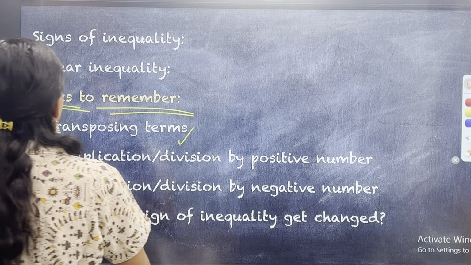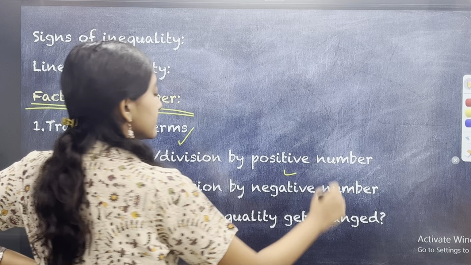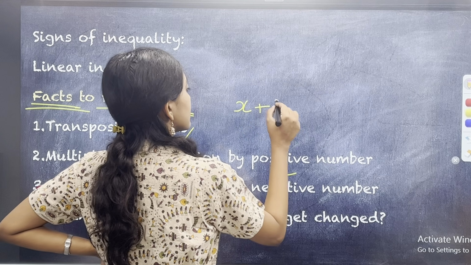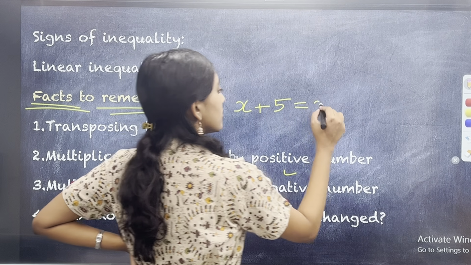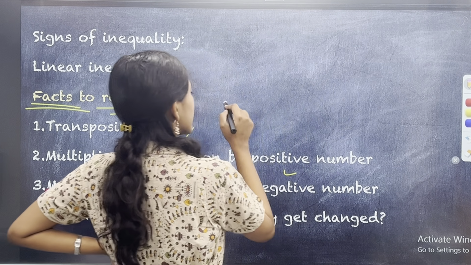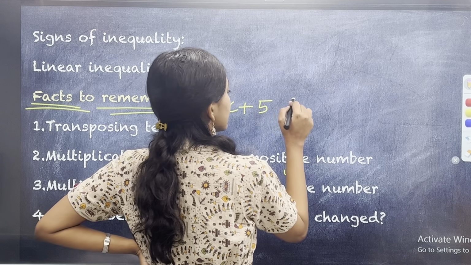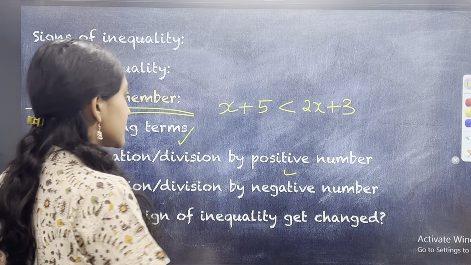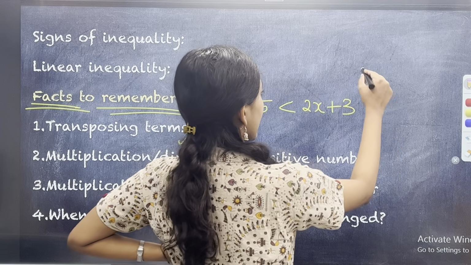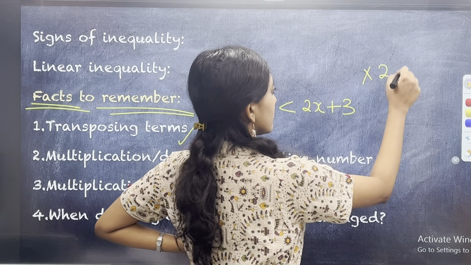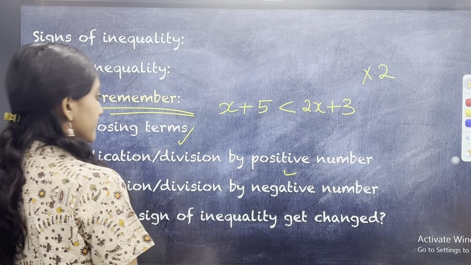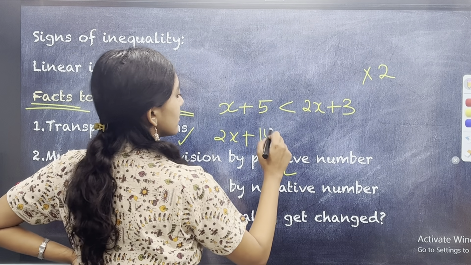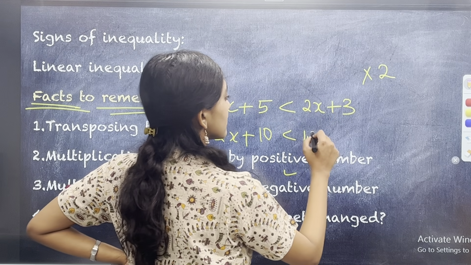Okay? Next, multiplication or division by a positive number. What does this mean? Suppose I have an inequation, let me explain with the inequation itself: x plus 5 is less than 2x plus 3. And I am saying that I want to multiply this entire inequation by 2. 2 is a positive number. So basically it will become 2x plus 5 2s are 10 is less than 2 2s are 4x plus 3 2s are 6.